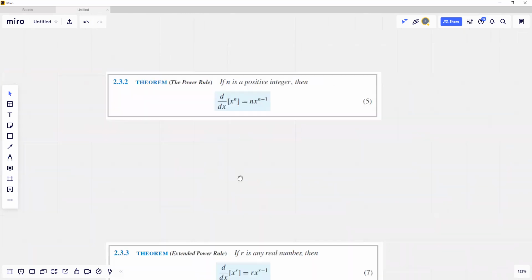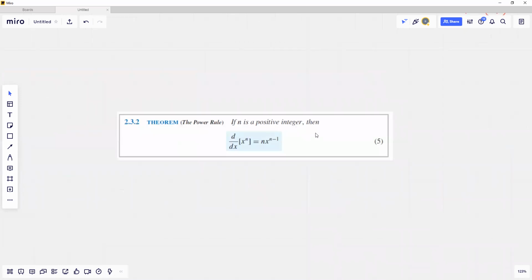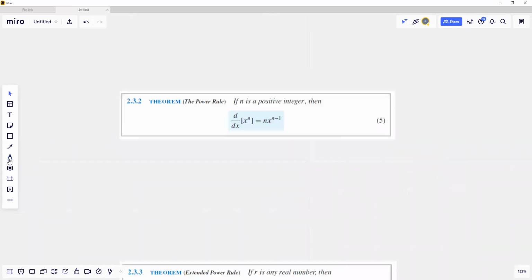Next, power rule. If n is a positive integer, then derivative of x to the power of n with respect to x is equal to n multiplied by x to the power of n minus 1. Let's prove this one.